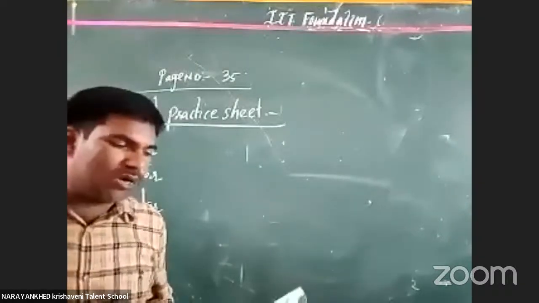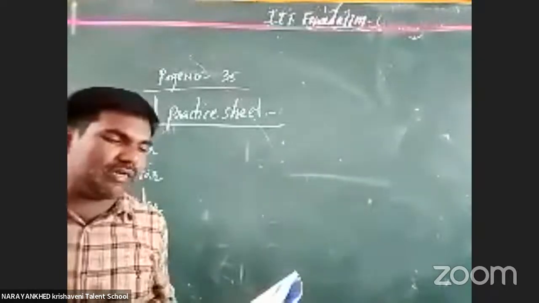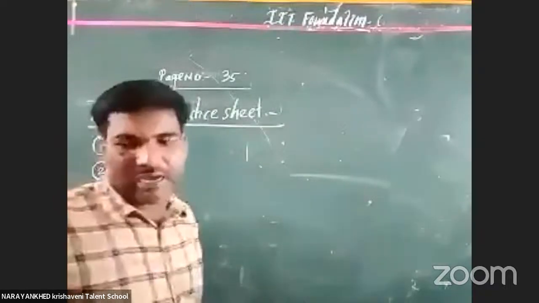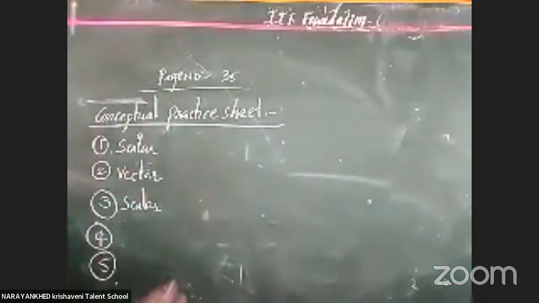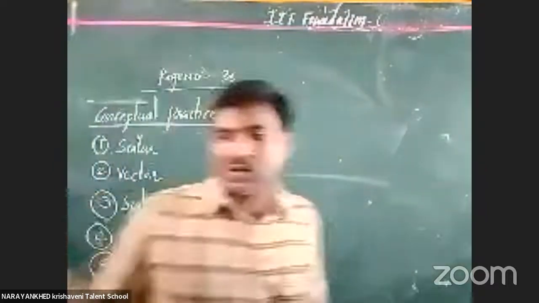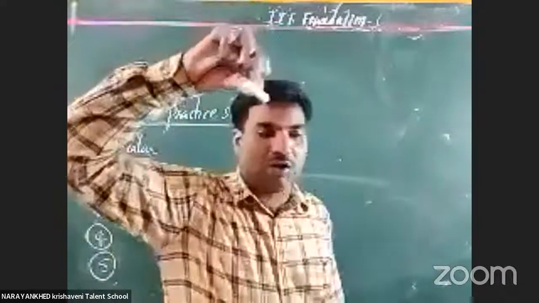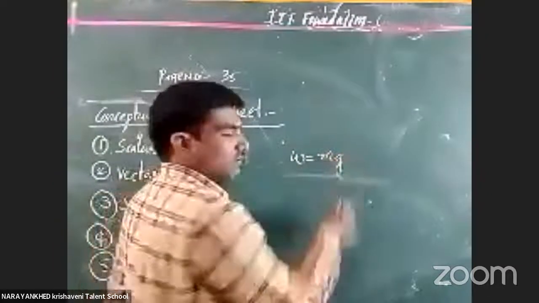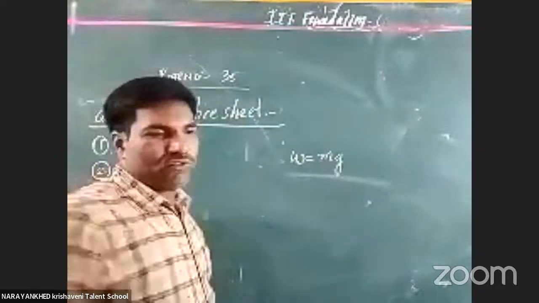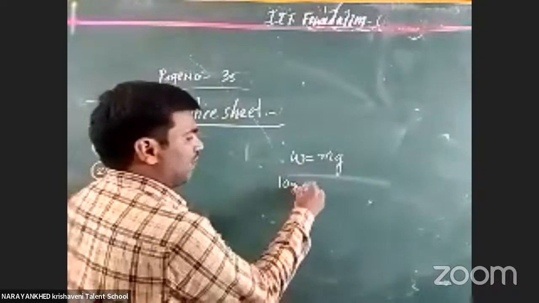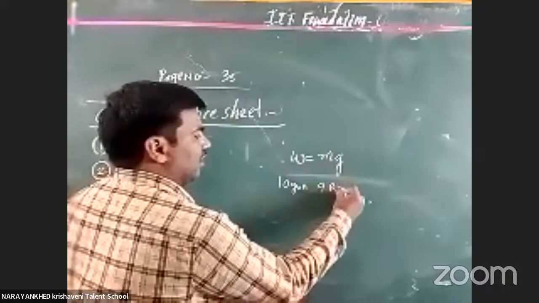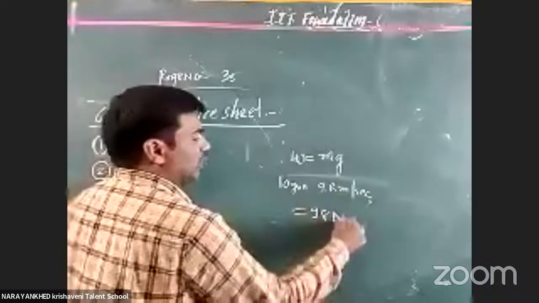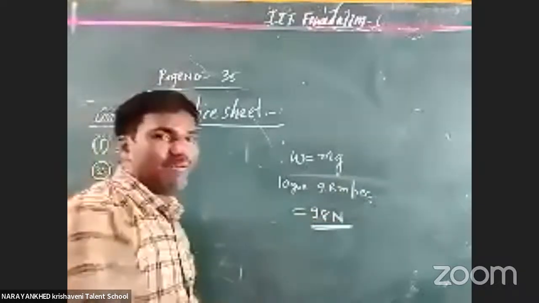Next, out of the two quantities, weight and mass, the quantity that is not a vector is mass. Weight is a vector, mass is not a vector. Weight is nothing but the gravitational force acting on the body. The weight formula is W equals mg. Suppose one body contains 10 grams of mass and acceleration due to gravity is 9.8 meters per second squared, then it is about 98 newtons, which is called the weight.